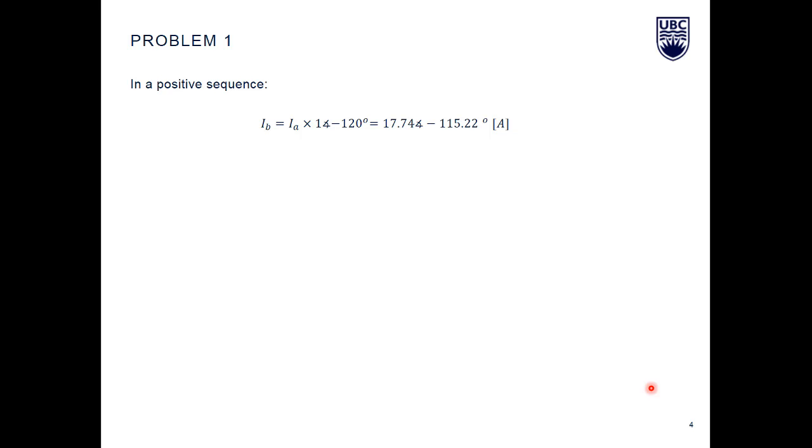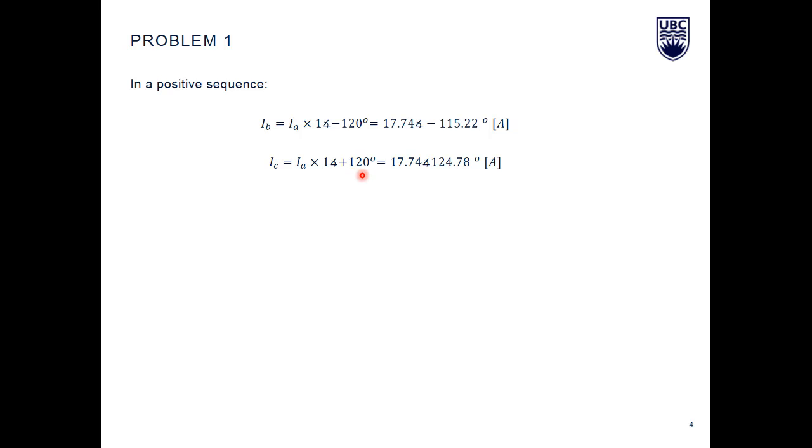So now we want to find the other phases' currents, and in a positive sequence we know that the phase B current is the phase A current lagging by 120 degrees. So we multiply it by 1 with the angle of minus 120 degrees and it will give us the number 17.74. So the amplitude of the current is the same in phase A and phase B, but the angle is minus 115.22 degrees.